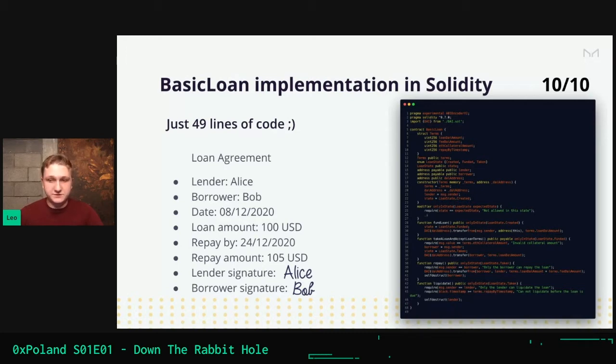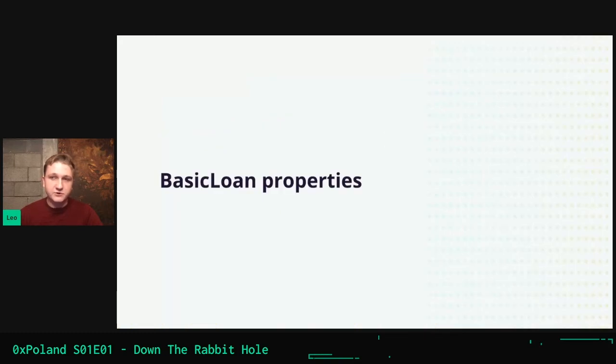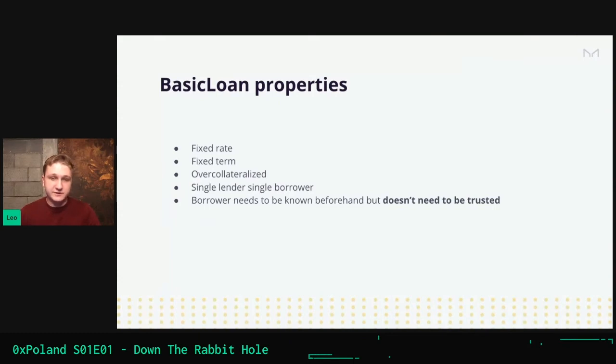And if they don't pay back the loan, you just liquidate their collateral. So that's the beauty of the smart contracts. Let's look at the properties of the contract that we just coded. So it has a fixed interest rate. There's basically no interest there. There's just the fee, the provision for granting this loan.